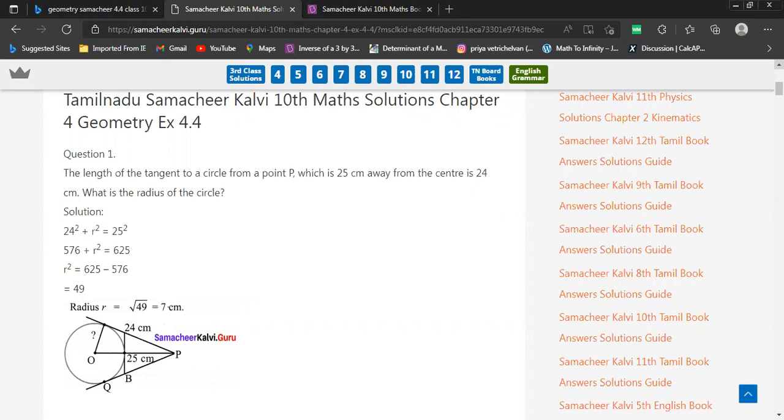They said it's 25 centimeter away from the center, which means from O to P it's 25 centimeter. And 24 centimeter is this distance, the tangent distance. So the question is, what is the radius of the circle? They're asking about this distance.